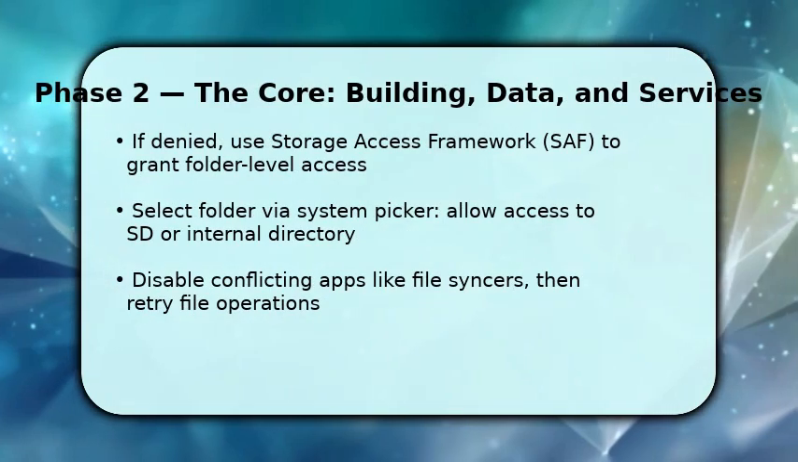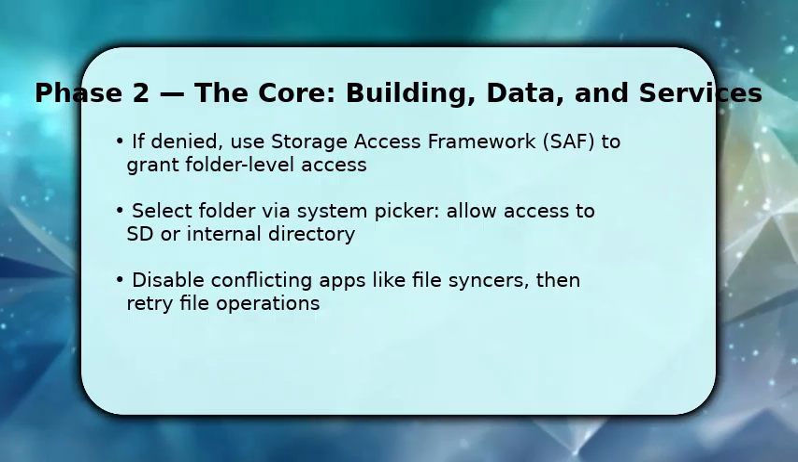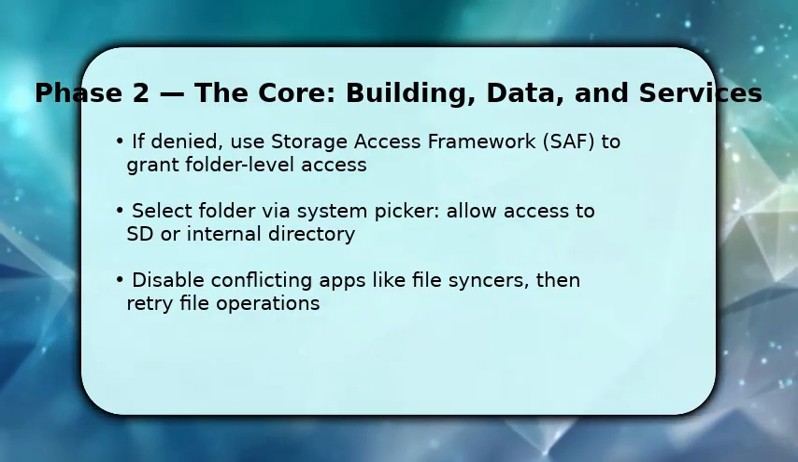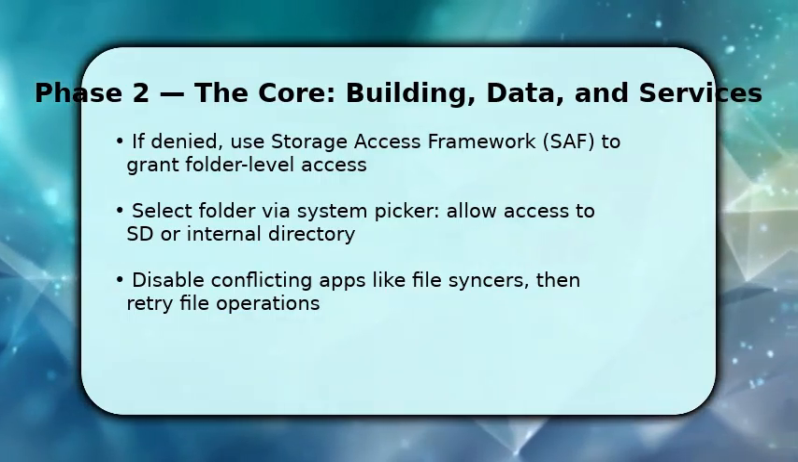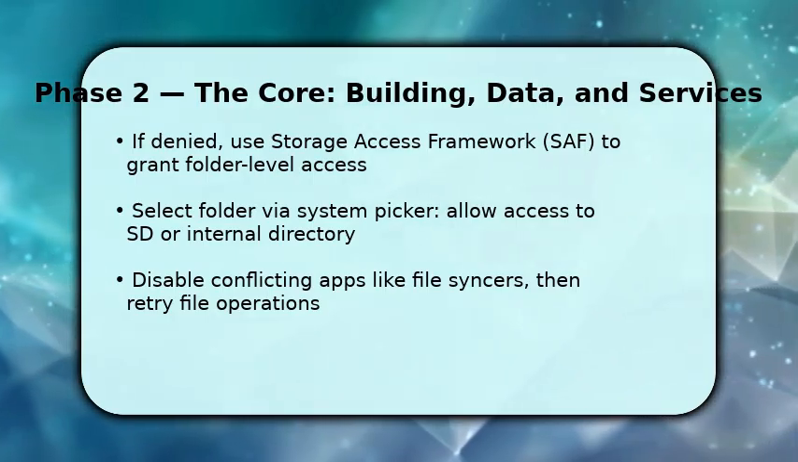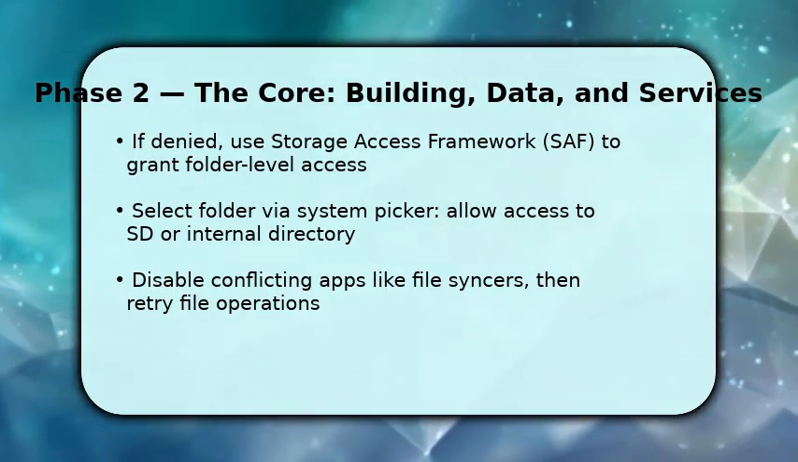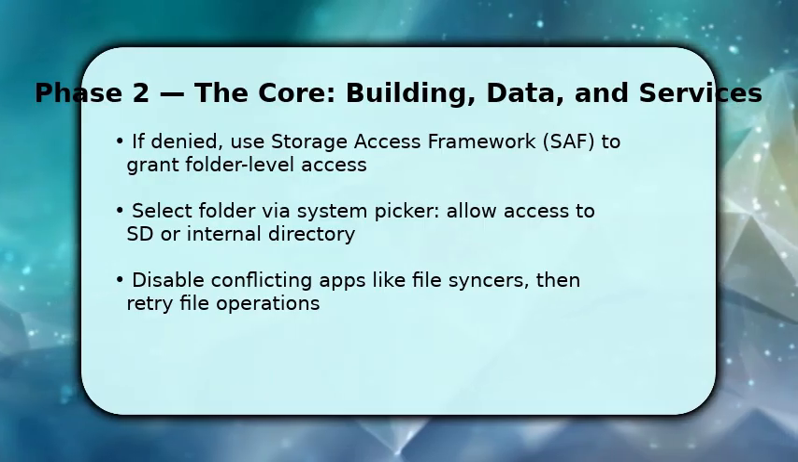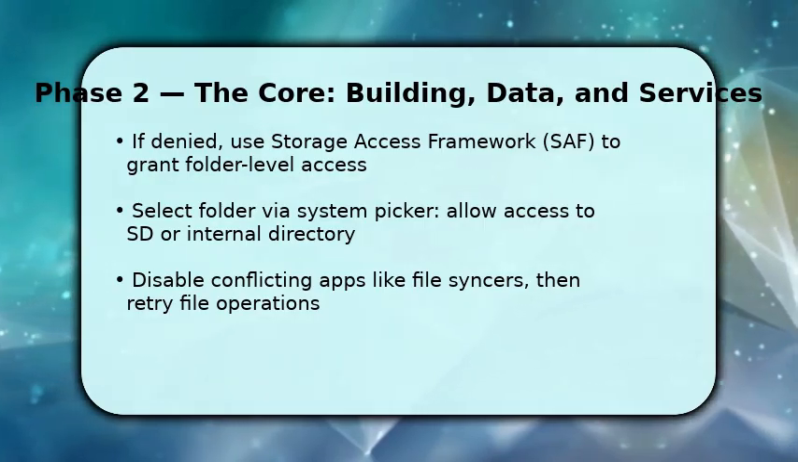Now focus on folder-level access using the System Picker. Open Zarchiver and choose Add Directory or Extract to, then pick Select Access to use the Storage Access Framework. Grant the exact folder or SD card URI. This lets Zarchiver write where Android 12 prefers scoped access.